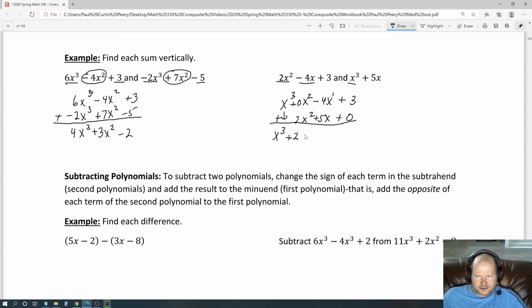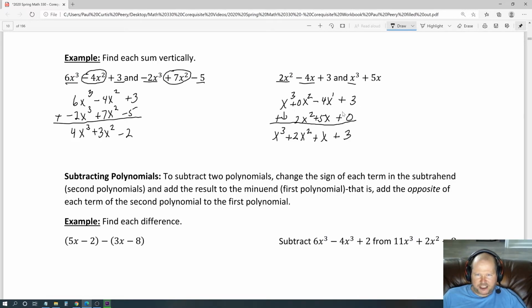Obviously, you can just drop down the 2x squared because you're not really adding it to anything. Then you say negative 4x plus 5x. Negative 4 plus 5 is a 1x, or just an x. You don't actually have to put a 1 there. And then 3 plus 0 is just 3. So you can put 0 there as a placeholder, or you can just leave it blank. That's fine too. But again, you need to have the like terms lined up.